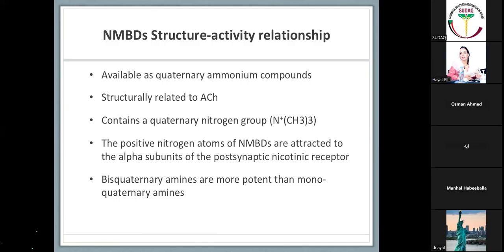So they are weaker than the bis-quaternary, because the bis-quaternary will attach to the 2 alpha subunits of the acetylcholine receptor. However, in the monoquaternary structure, the amine group might become protonated, and therefore it will become positively charged, especially in situations of inflammation and infection. The 2 ammonium groups are then separated by a bridging structure that is lipophilic in nature, and that will determine the potency of each and every muscle relaxant.